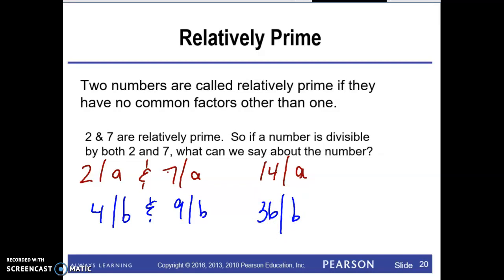We're going to talk about prime numbers more in class, but I just want to emphasize the fact that relatively prime has nothing to do with whether the numbers themselves are actually prime. It just means that they have no common factors other than 1.